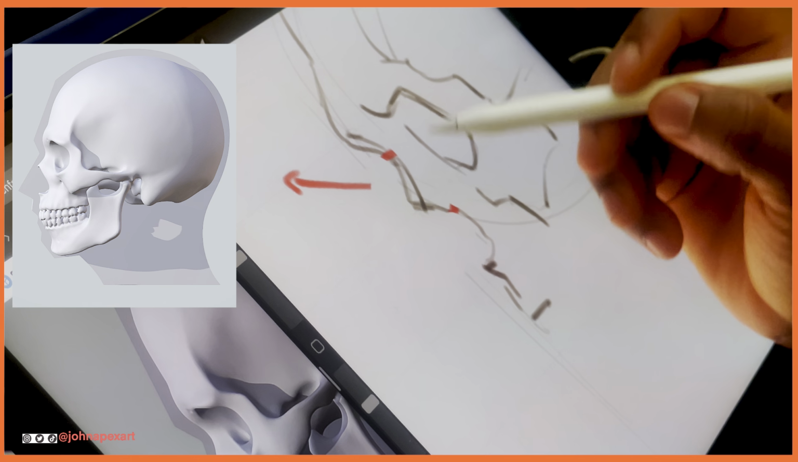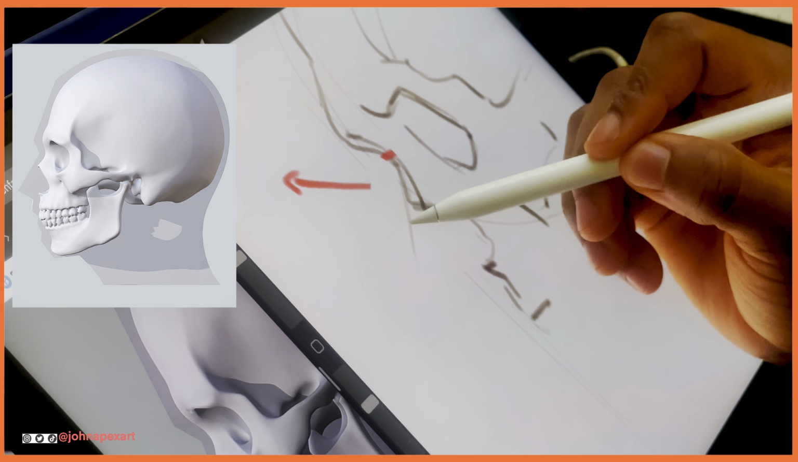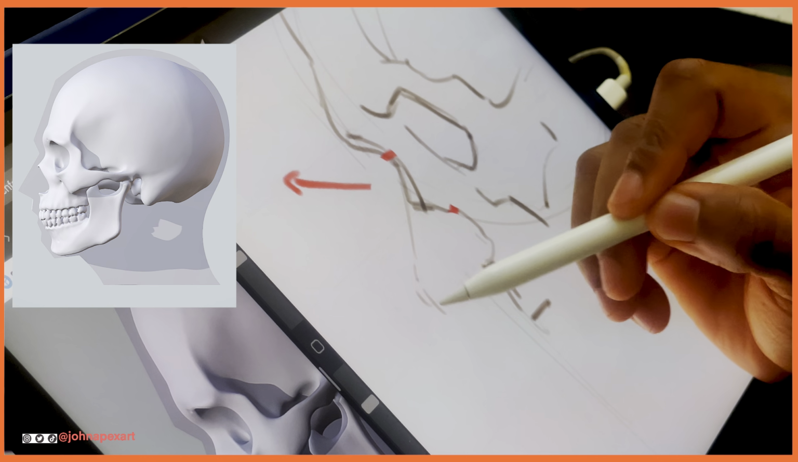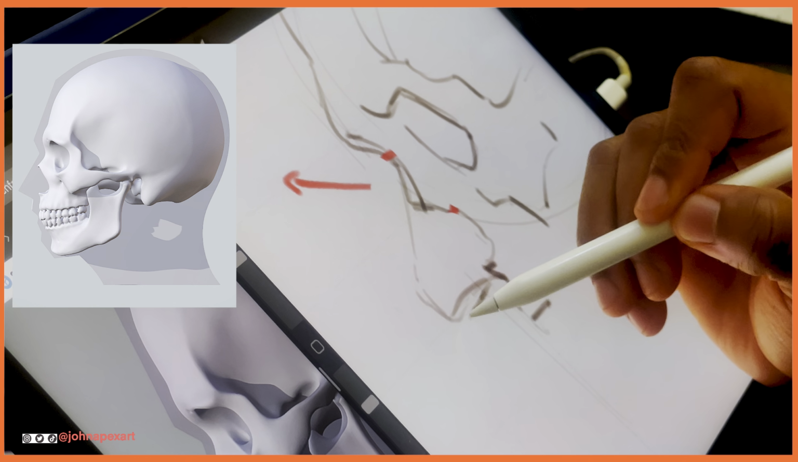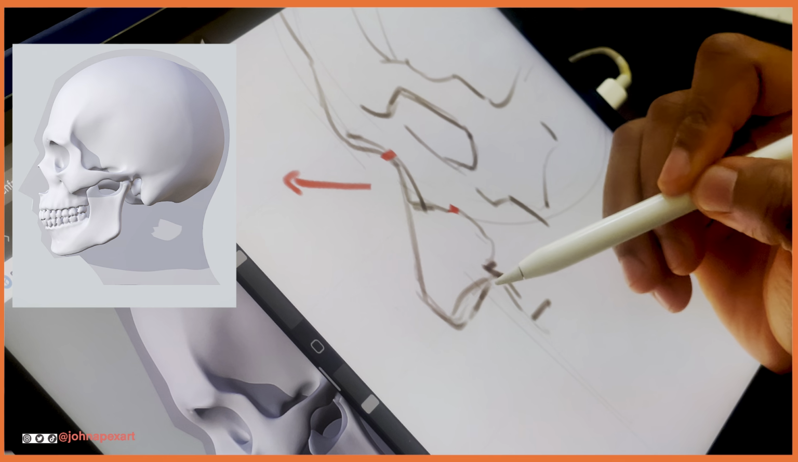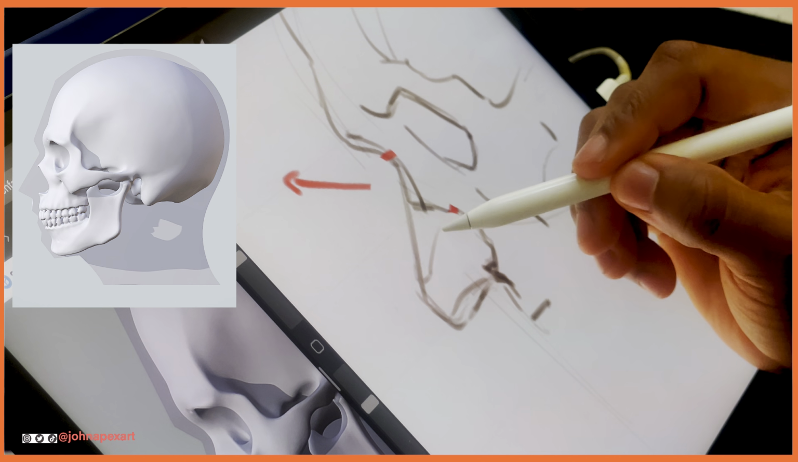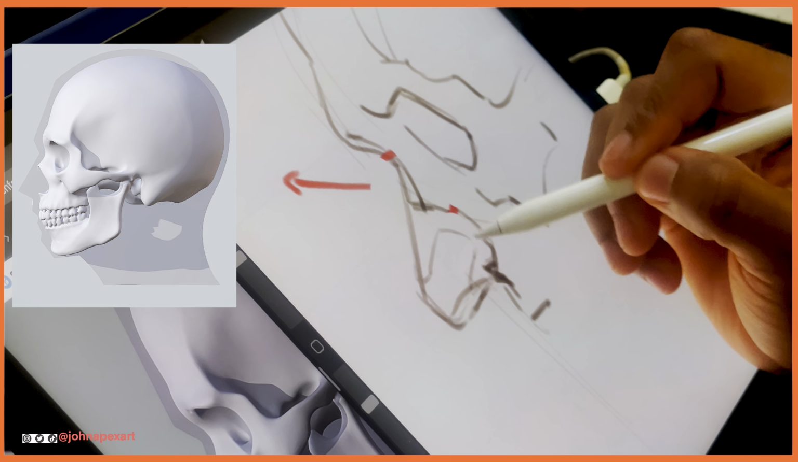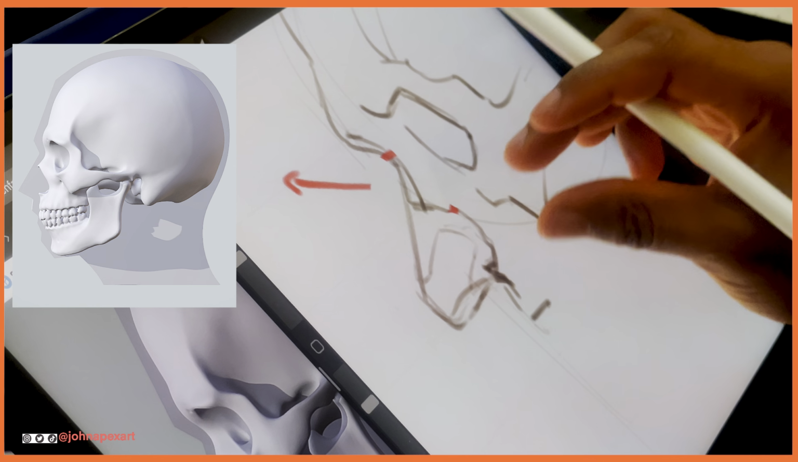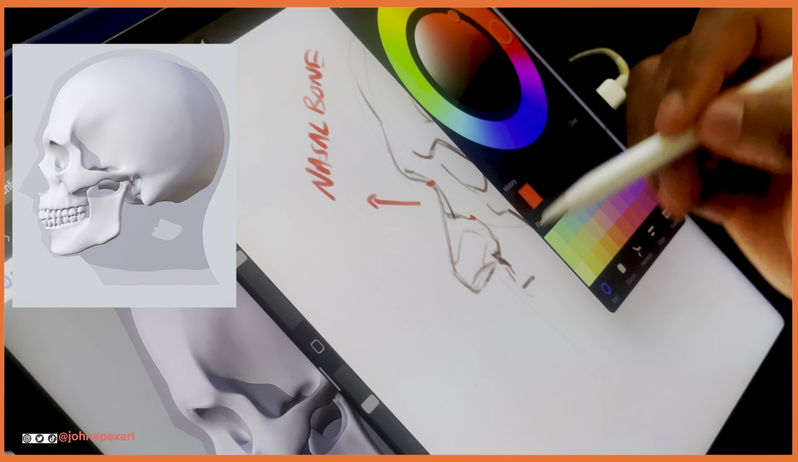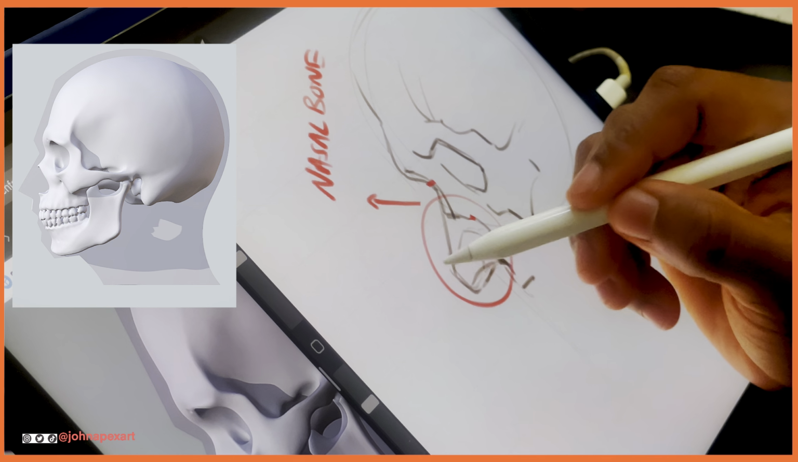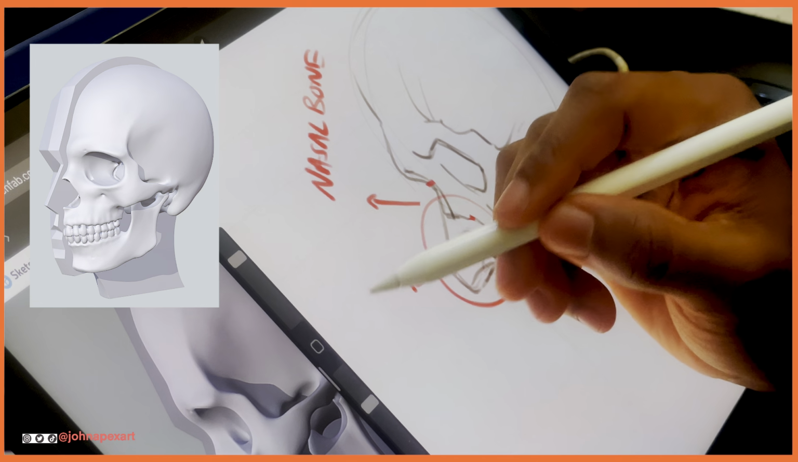The rest of the nose is mostly cartilage. So when we move down our nose here, we'll discover that this part here is mostly cartilage.